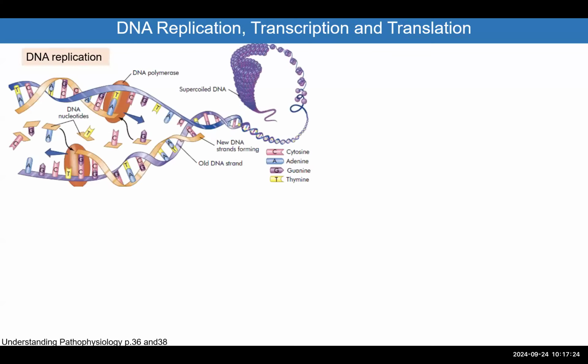Okay. So it's good to refresh your memory about DNA replication, transcription, and translation. So you all know that when our cells divide, we have a machinery in our body that performs DNA replication so that we have a copy of our genetic material that becomes duplicated.